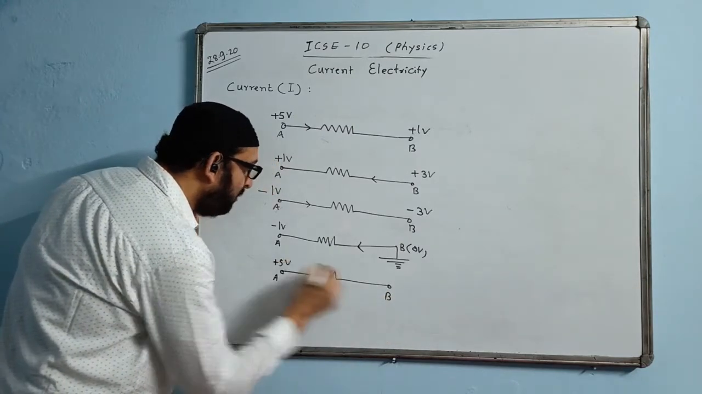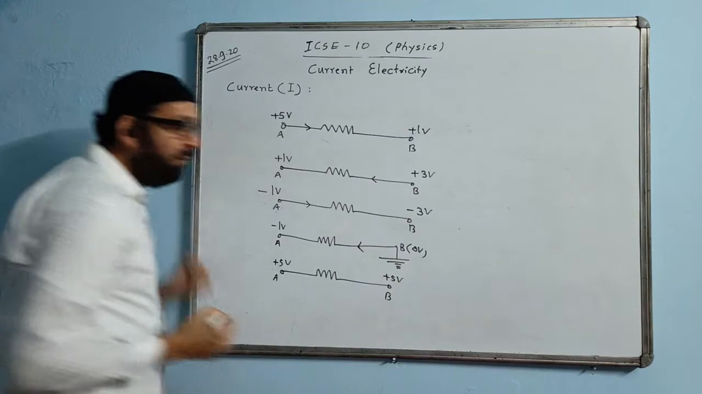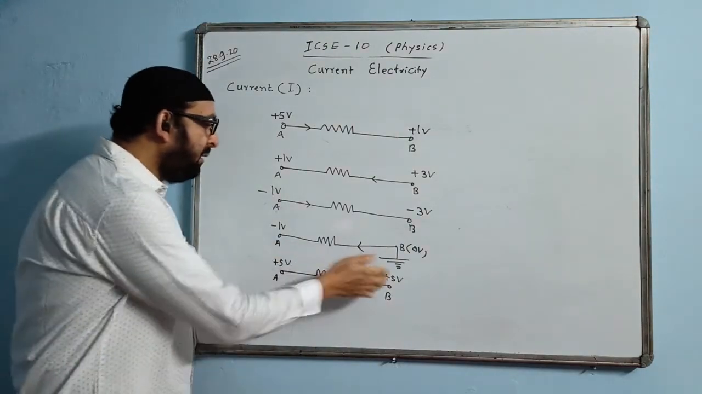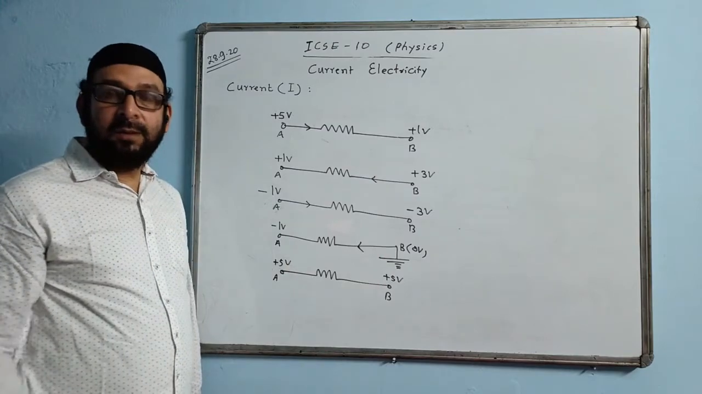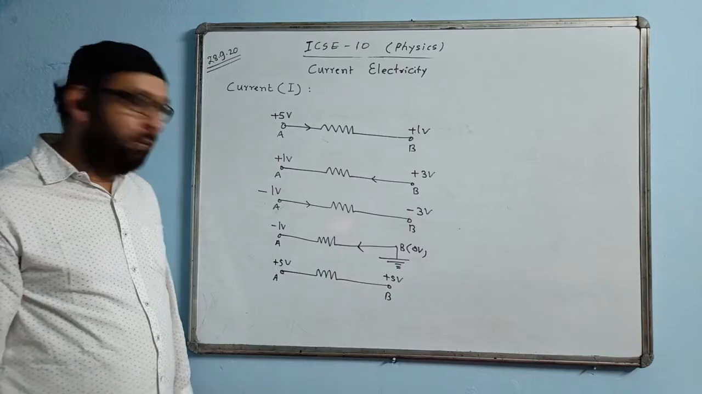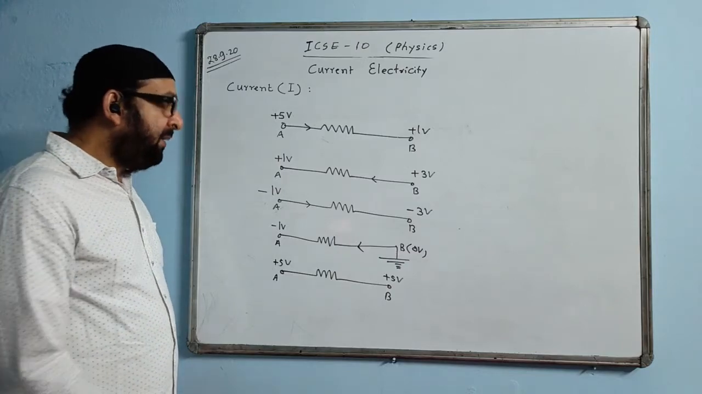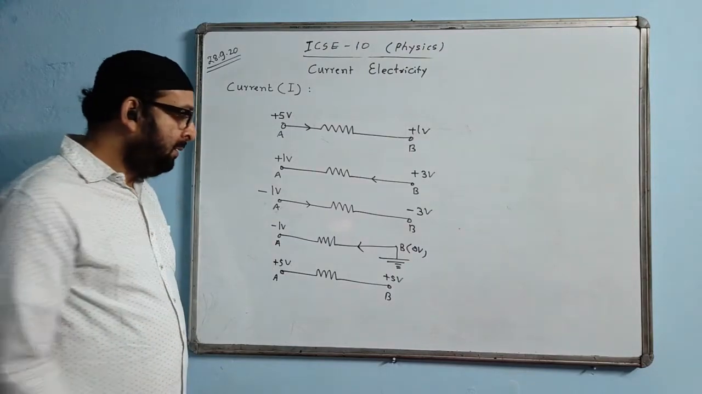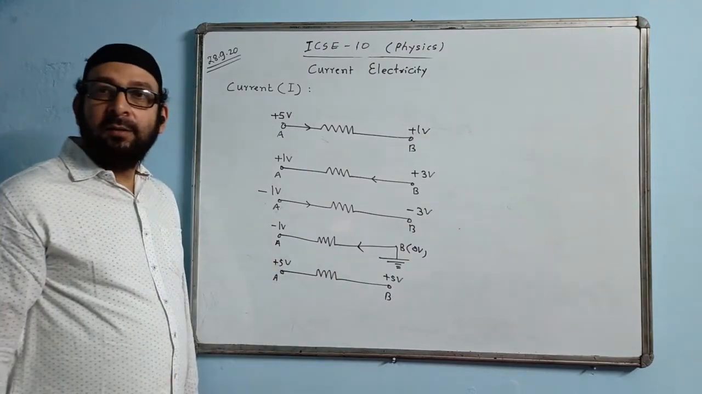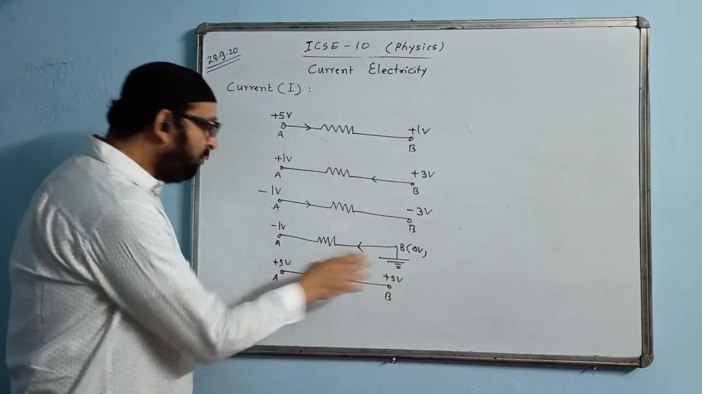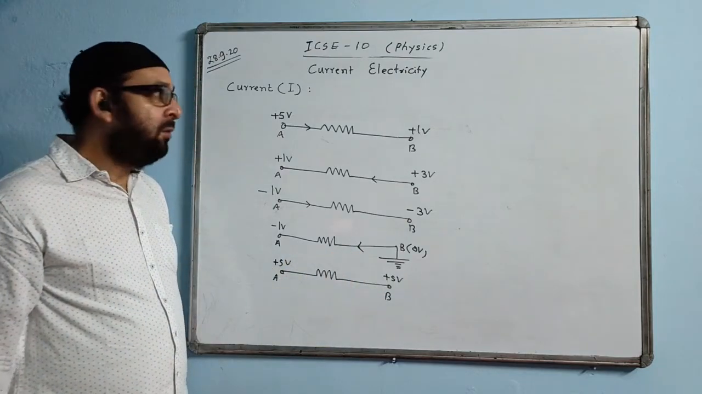This is plus 5 volt, this is also plus 5 volt. Will current flow? The answer is no, because both of them are at the same potential. Both the ends are having the same value of potential. Current will not flow. There must be a difference in these two potentials for the flow of current. Without that, the current will not flow.